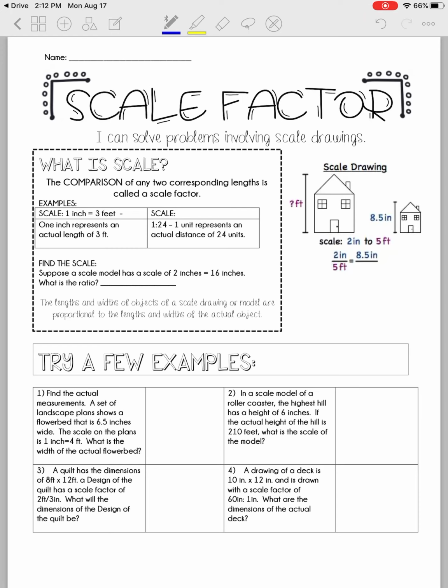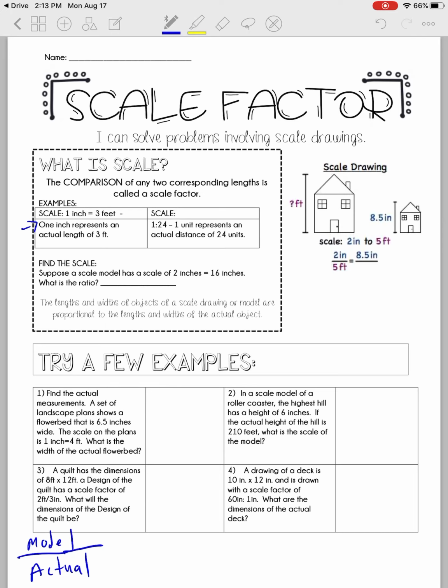Hey folks, today we're going to end this unit's instruction with scale factor. So, what's scale factor? For us, it's going to be the comparison of any two corresponding lengths. Some examples of this, down here in this box right here, a scale of 1 inch equals 3 feet. That means that 1 inch on the model represents 3 feet in actual life. We can write this like this: model over actual.